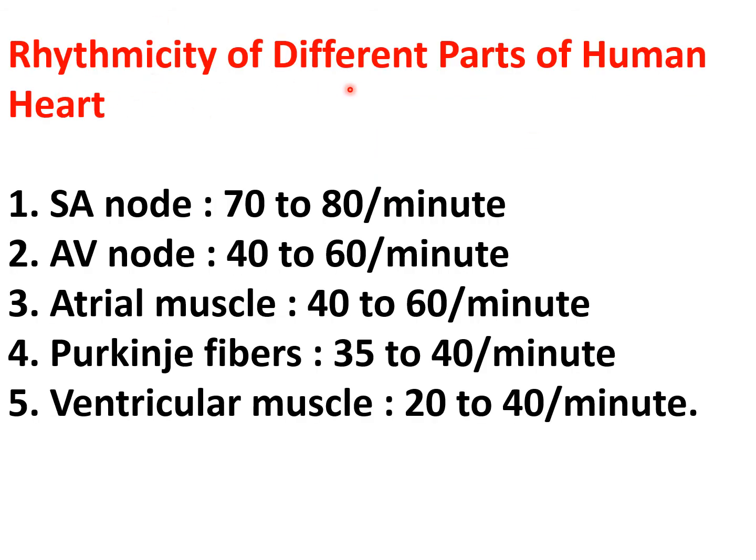So rhythmicity of the different parts of the human heart. In the SA node, it is about 70 to 80 per minute. In the AV node, 40 to 60 per minute. Atrial muscle, 40 to 60 per minute. Purkinje fibers, 35 to 40 per minute. And ventricular muscle, 20 to 40 per minute.